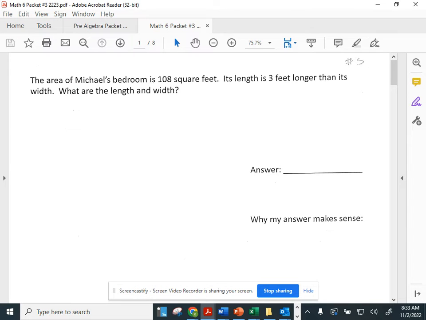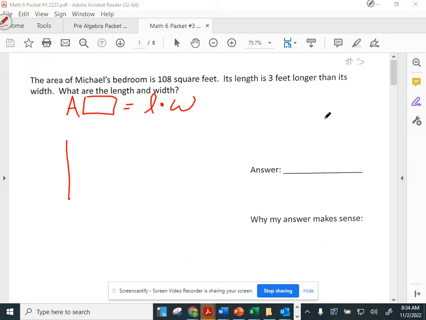Good morning. Today we are working on math packet number 3 for Math 6. So, math packet number 3. The first page says the area of Michael's bedroom is 108 square feet. Its length is 3 feet longer than its width. We know that the area of a rectangle equals the length times the width.